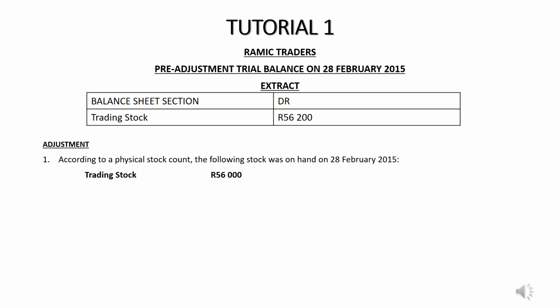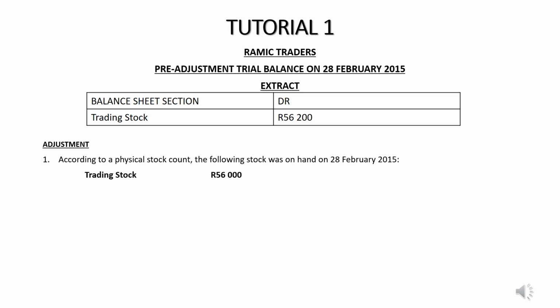For you to be able to determine whether this is a perpetual inventory system or periodic inventory system, the first clue that you need to identify is that you will always be given two balances for trading stock. And the term trading stock itself will tell you that this is a perpetual inventory system.